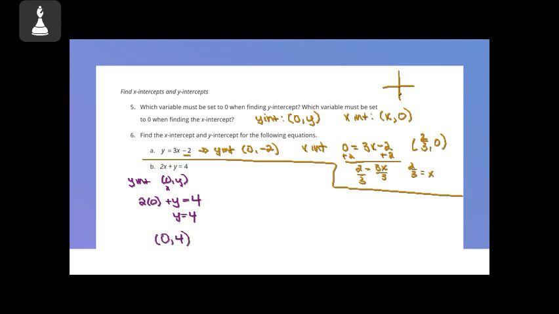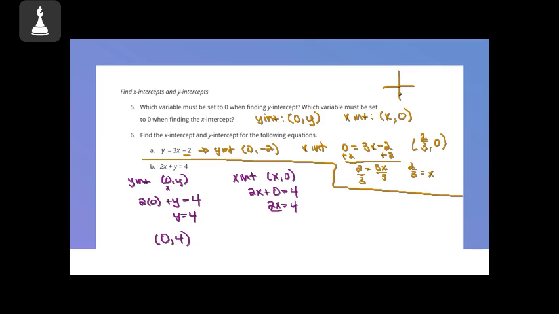If I want to do my x-intercept, I want to solve for x when y is 0. So 2x plus 0 equals 4. Well, adding 0 doesn't change anything, so I have 2x equals 4. And if I divide by 2, I get x equals 2. So the value is 2, comma 0.